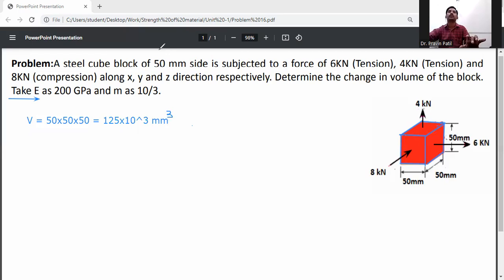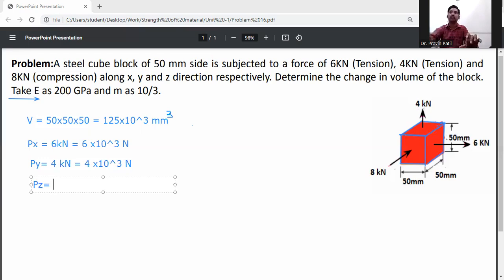Then second one, it is given force in each x direction. It is given 6 kilonewton. Convert it into Newton: 6 into 10 raised to the power 3 Newton. Okay, so force in y direction is given as 4 kilonewton. So in x and y direction it is given tension load.